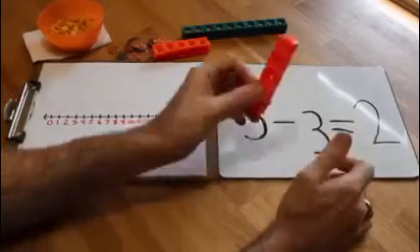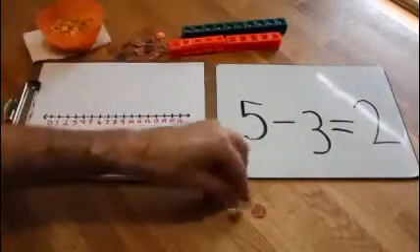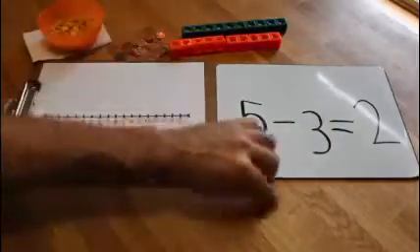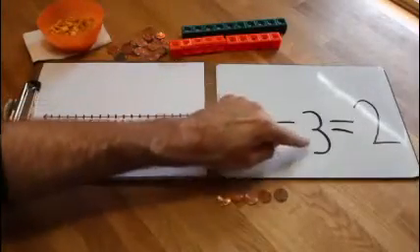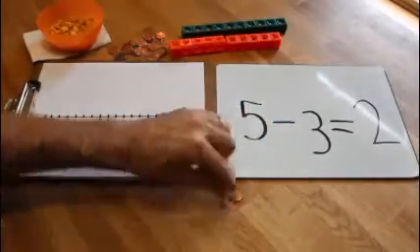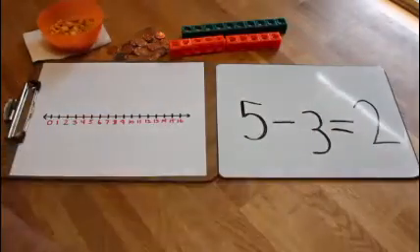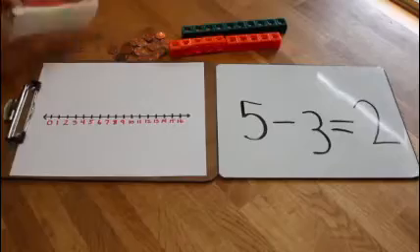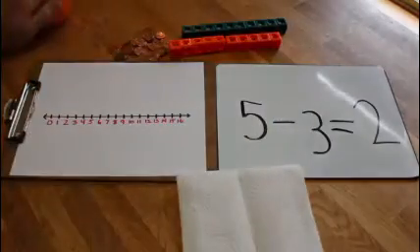Well, if you don't have any of these cubes, you can definitely use pennies. Okay, get out 5 pennies. And how many do you need to take away? You need to take away 3. How many are left? 2. Okay, if you want to have some fun, maybe you can get out some cereal. Same thing. Enjoy your cereal.